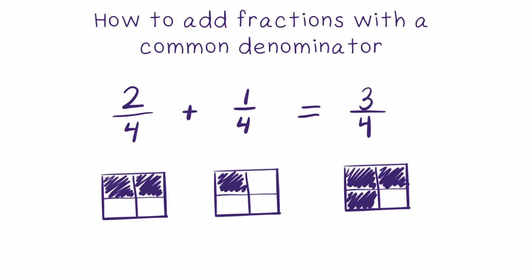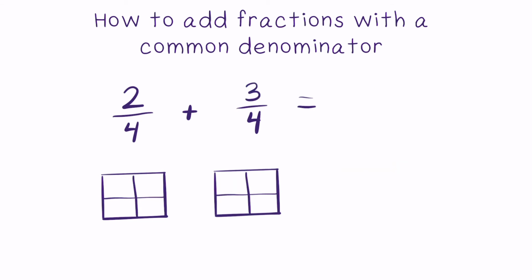Now, sometimes you might run into something a little bit different, like this: 2/4 plus 3/4. Now we have the same situation where we share a common denominator in both addends. They're both telling us that there's a certain portion of fourths that are being added to another portion of fourths. In this case, we're adding 2/4 plus 3/4.